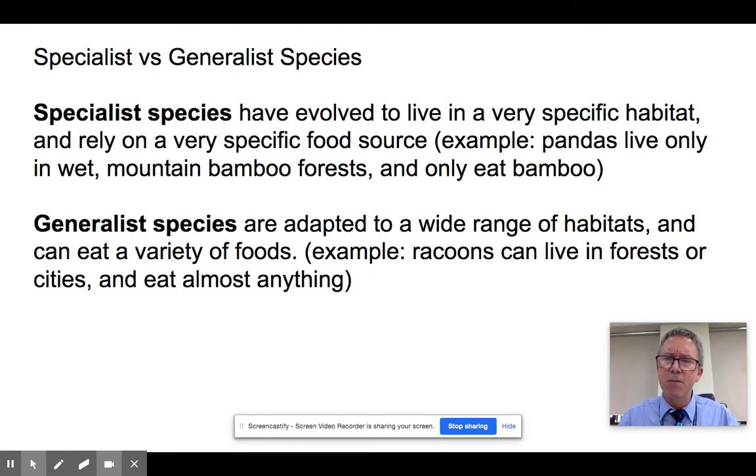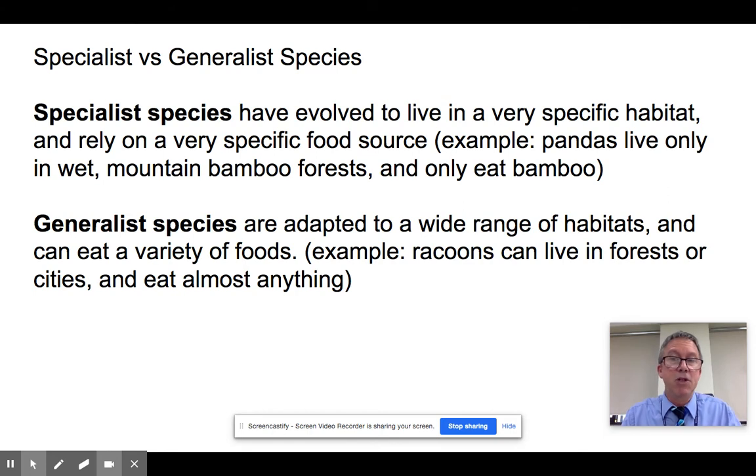And then we have generalist species. Generalist species are ones that are adapted to a wide range of habitats. So you can have a big change in their habitat, and they're fine. They can adapt to anything. Some of them can adapt to living among humans, like raccoons. You know, the thing about a raccoon is it can live anywhere, it can eat anything. That's what we call a generalist species.